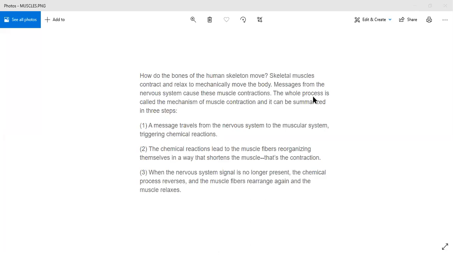What to do? Okay, Gungun, read the next line. Messages from the nervous system cause these muscle contractions. So the very important organ inside our body is the brain. When the brain gives a message to our muscles, that time our muscles perform the function. How we have to move, how we have to bend our leg, how we have to bend our knee. So that is known as contraction.